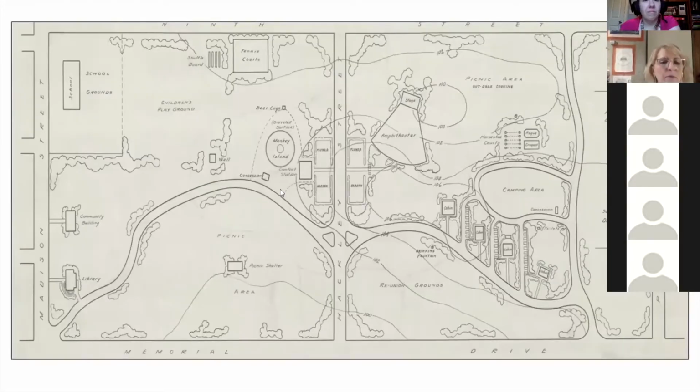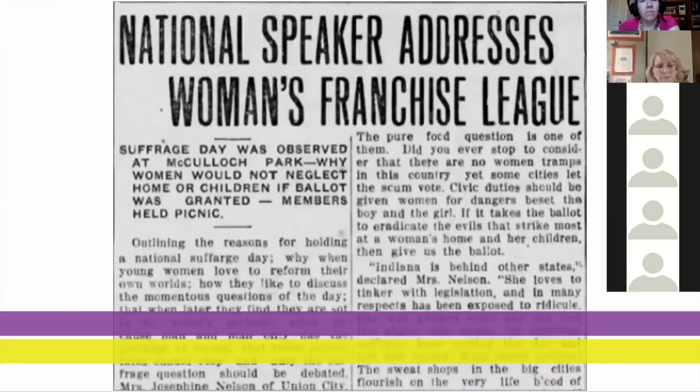This is a map of McCulloch Park. A lot of people don't realize that McCulloch Park was actually segregated, and there wasn't a franchise league in Muncie, but it was not established until 1917. So the early suffrage meetings that they were having for Suffrage Day were, as far as we can tell, only attended by white suffragists. This is where they had a national speaker come in for one of the picnics in McCulloch Park.